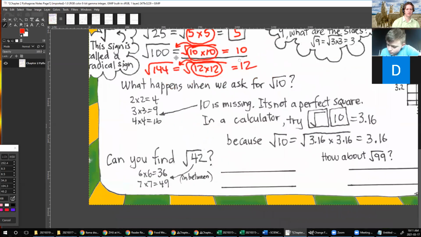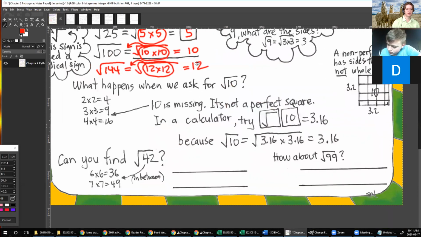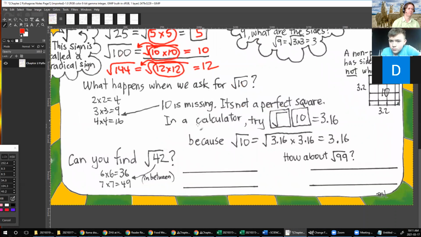So far, no big revelations here. And this is where things are going to start getting a bit more interesting. So what happens when we ask for the square root of 10? Let's think about the rule. The square root means what two identical numbers multiply to make 10?